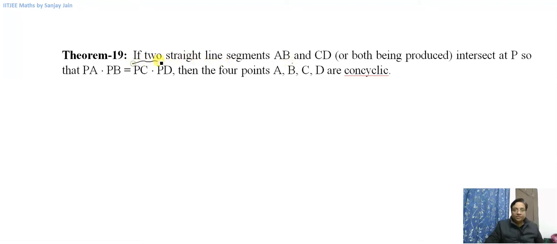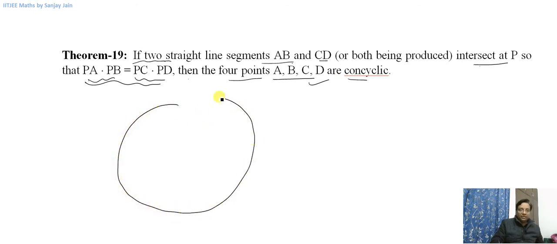Now this is a converse. If two straight line segments AB and CD intersect at P so that PA into PB is equal to PC into PD, which is the secant property of a circle, then the 4 points A, B, C and D are concyclic. So obviously, to prove such kind of theorems, we will go by contradiction method.